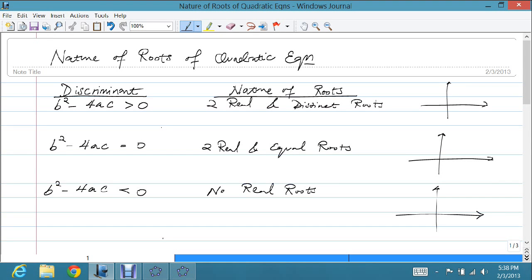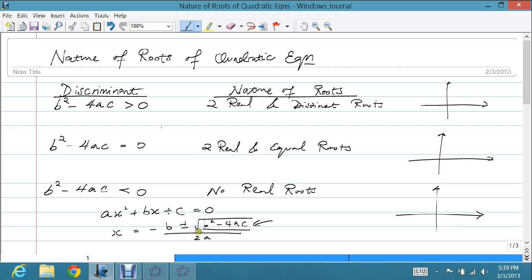Alright, today we're going to look at the nature of roots of quadratic equations. Now for a quadratic equation, a property of the quadratic equation is the discriminant, given by b squared minus 4ac. This discriminant comes about when we try to solve the quadratic equation ax squared plus bx plus c equals 0 using the general formula given by x equals negative b plus minus square root of b squared minus 4ac over 2a.